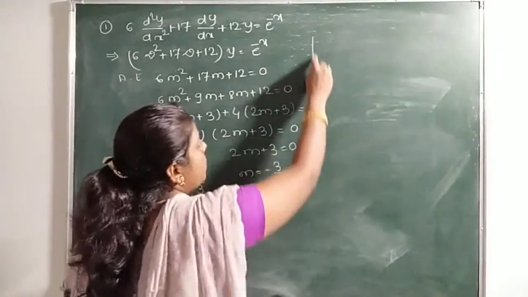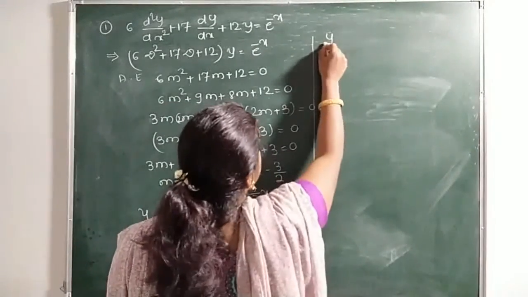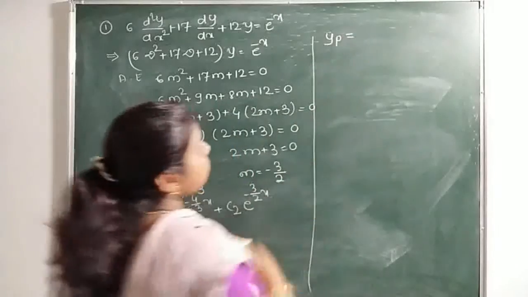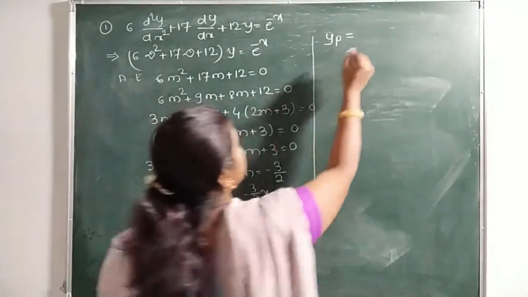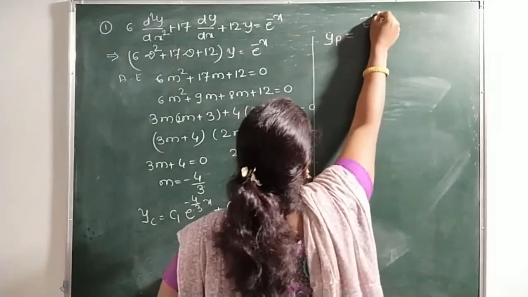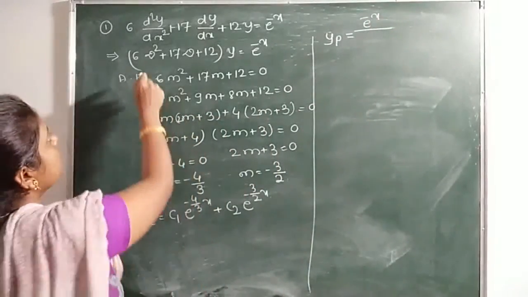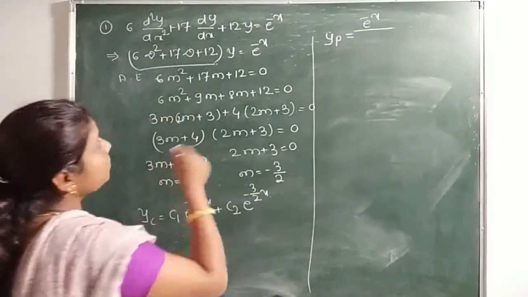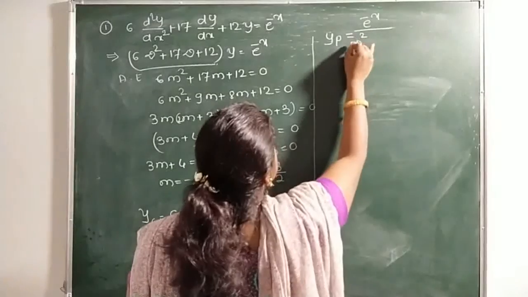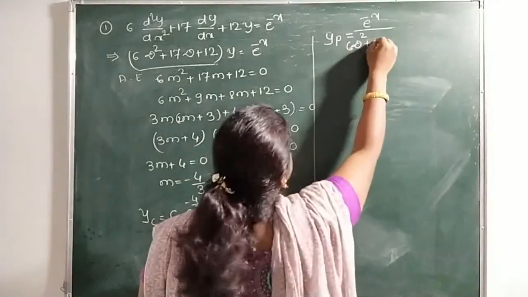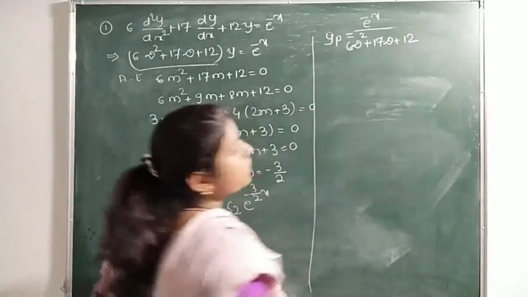After finding the yc, you have to find a yp. To find yp is equal to, the RHS you have to write the numerator, that is e to the power minus x, and the f of d term. This is our f of d term. That you have to write in the denominator, that is 6d square plus 17d plus 12.